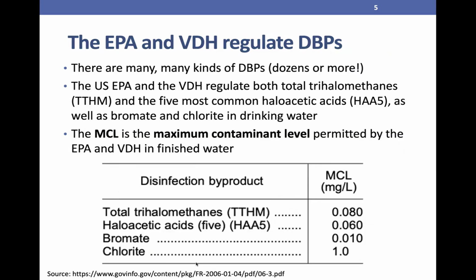Currently, the EPA and VDH regulate both total trihalomethanes, TTHM, and the 5 most common haloacetic acids, HAA5, as well as bromate and chlorite. The MCL is the maximum contaminant level permitted by the EPA and VDH in finished water. You can see the MCLs for regulated DBPs in the table at the bottom of the slide.